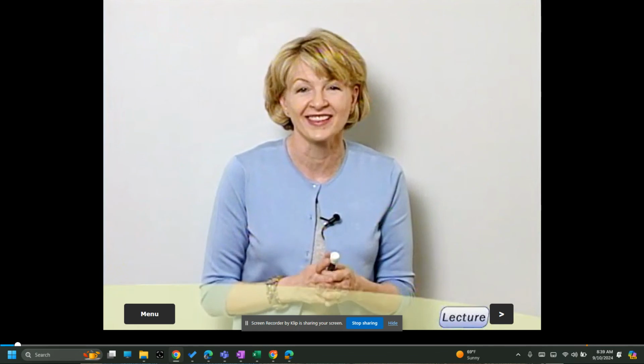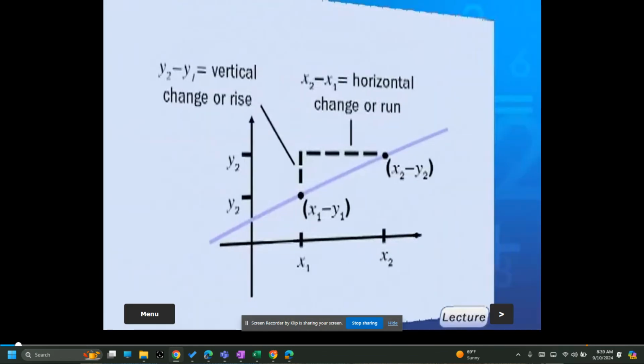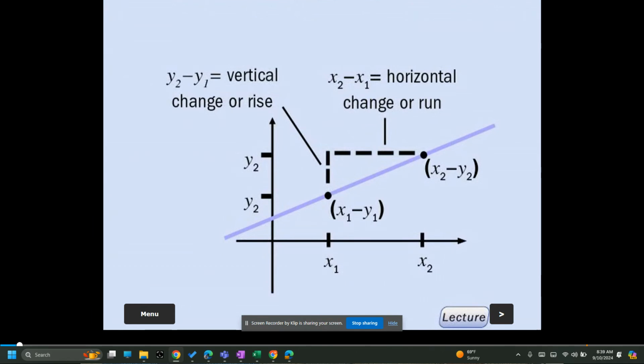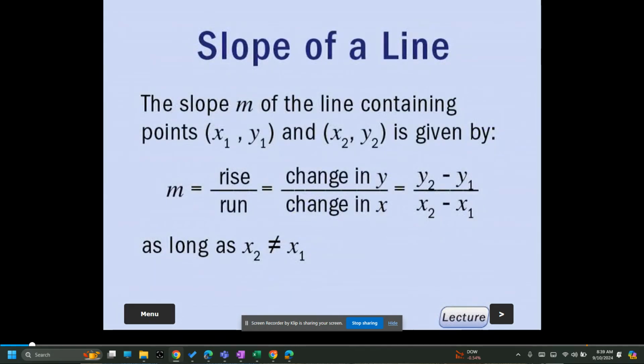So let's look at a diagram. Here we have a diagram. We have a point labeled x sub 1, y sub 1, and a point labeled x sub 2, y sub 2. Now the vertical change, or also the rise, can be found by the difference of the y values, y sub 2 minus y sub 1. The horizontal change, sometimes called the run, can be found by the difference in the x values, x sub 2 minus x sub 1.